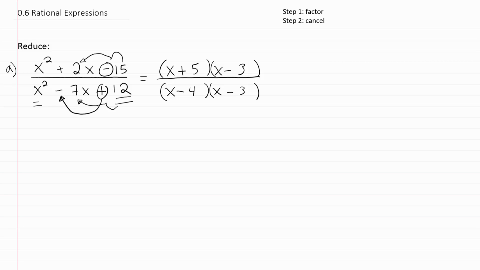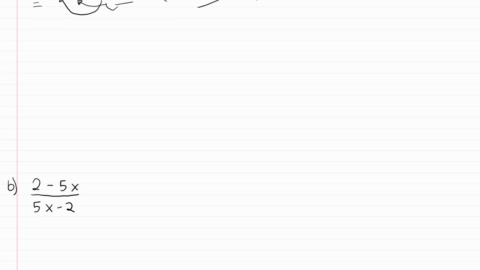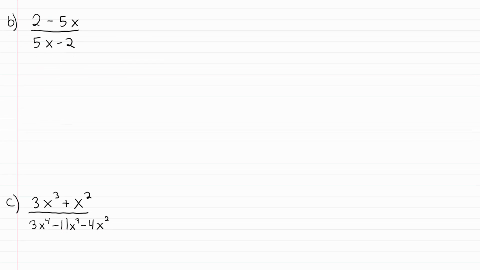All right, this is very good because we see that we have a match, x minus 3, x minus 3. That's your step 2, canceling any common terms. And so the final answer is simply x plus 5 over x minus 4. Okay, let's take a look at the next example here, example B.